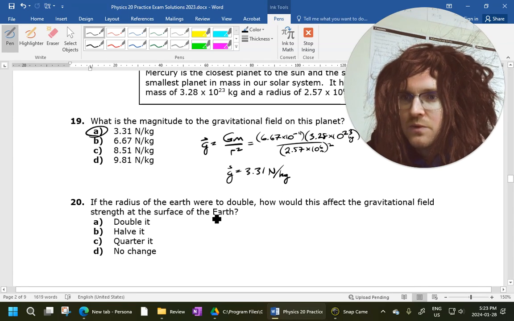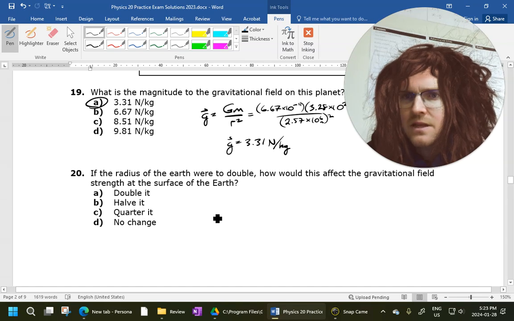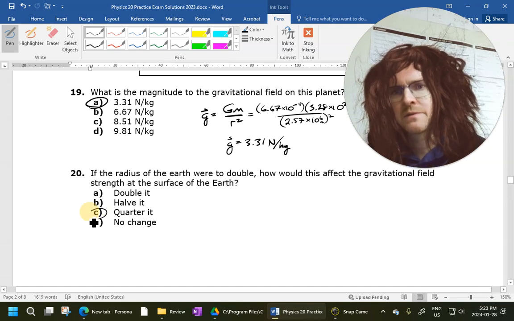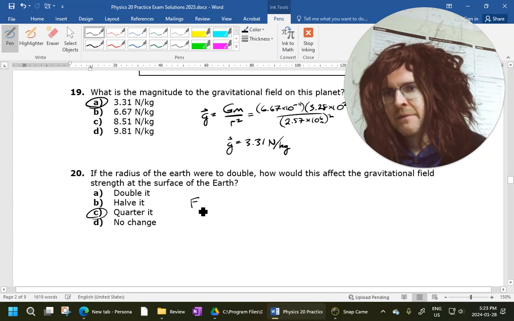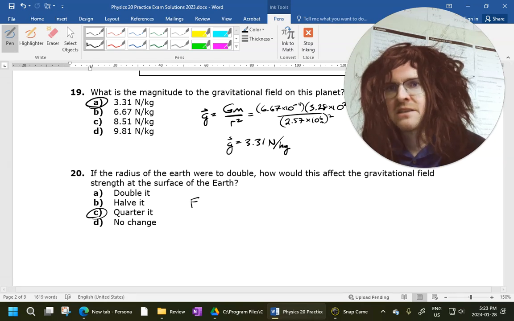If the radius of the Earth were to double, how would it affect the gravitational field? It would be a quarter of what it was before. So you have to remember that. Gravitational field. Okay. Next time I can use the right one, I'm just going to use F there.